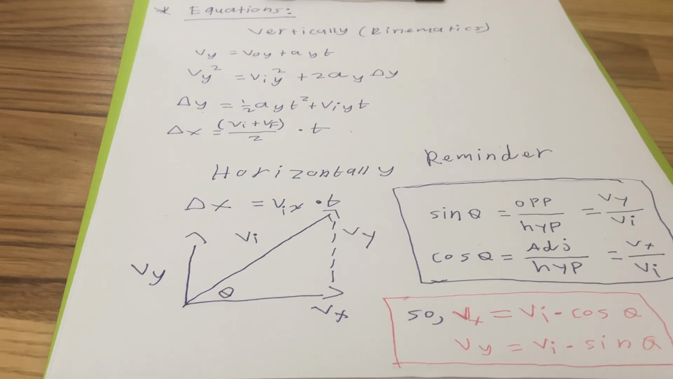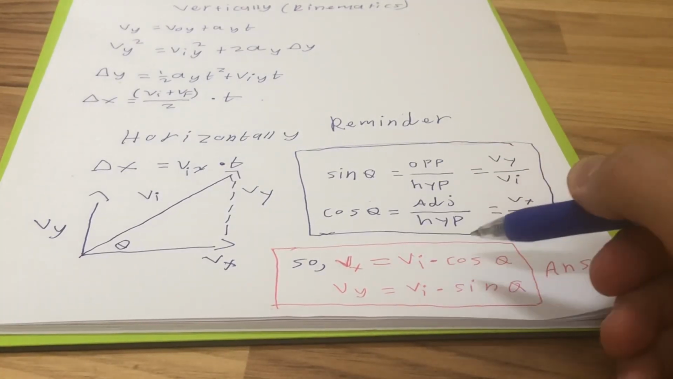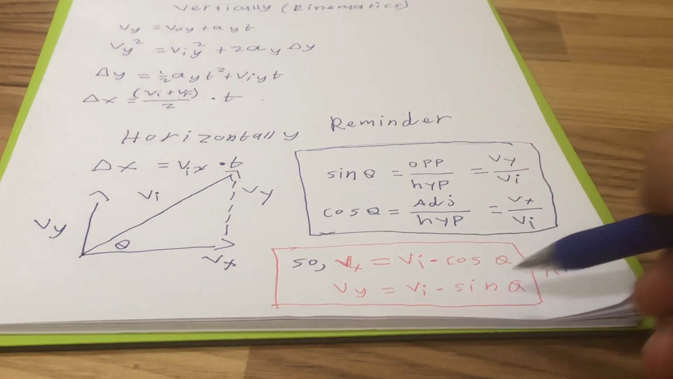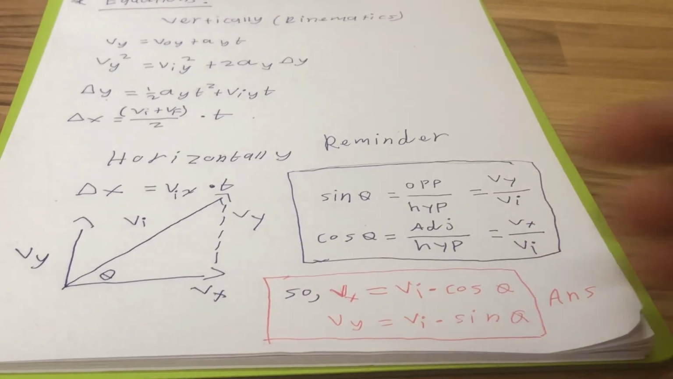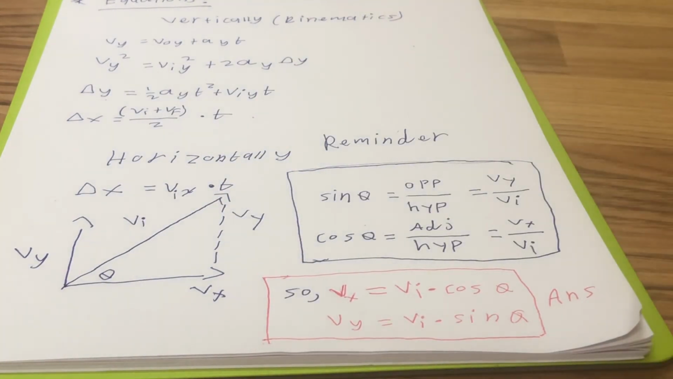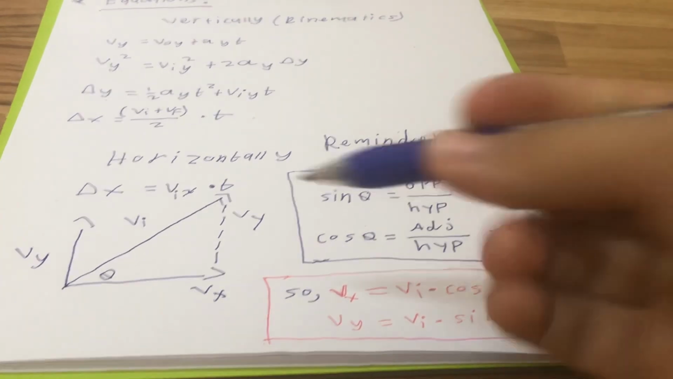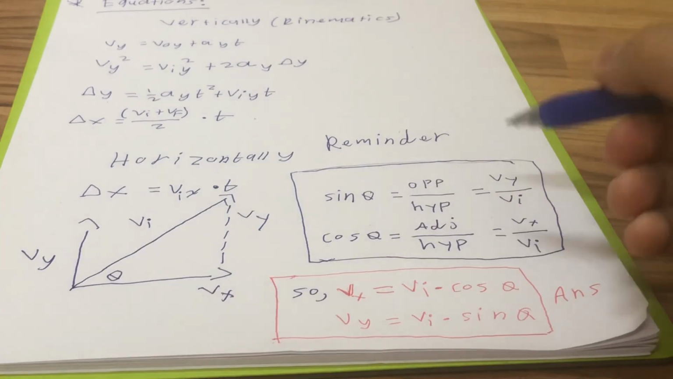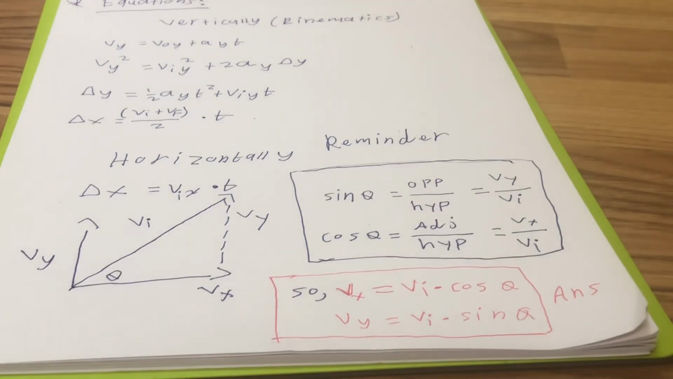Now you can memorize it like this. Vx equals Vi times cosine angle, and Vy equals Vi times sine angle. Now I will talk about cosine. Vy over Vi, this is the hypotenuse and this is the opposite. So cosine theta is the adjacent over the hypotenuse. The adjacent of this angle is Vx, as you can see, and Vx over the hypotenuse is Vy.